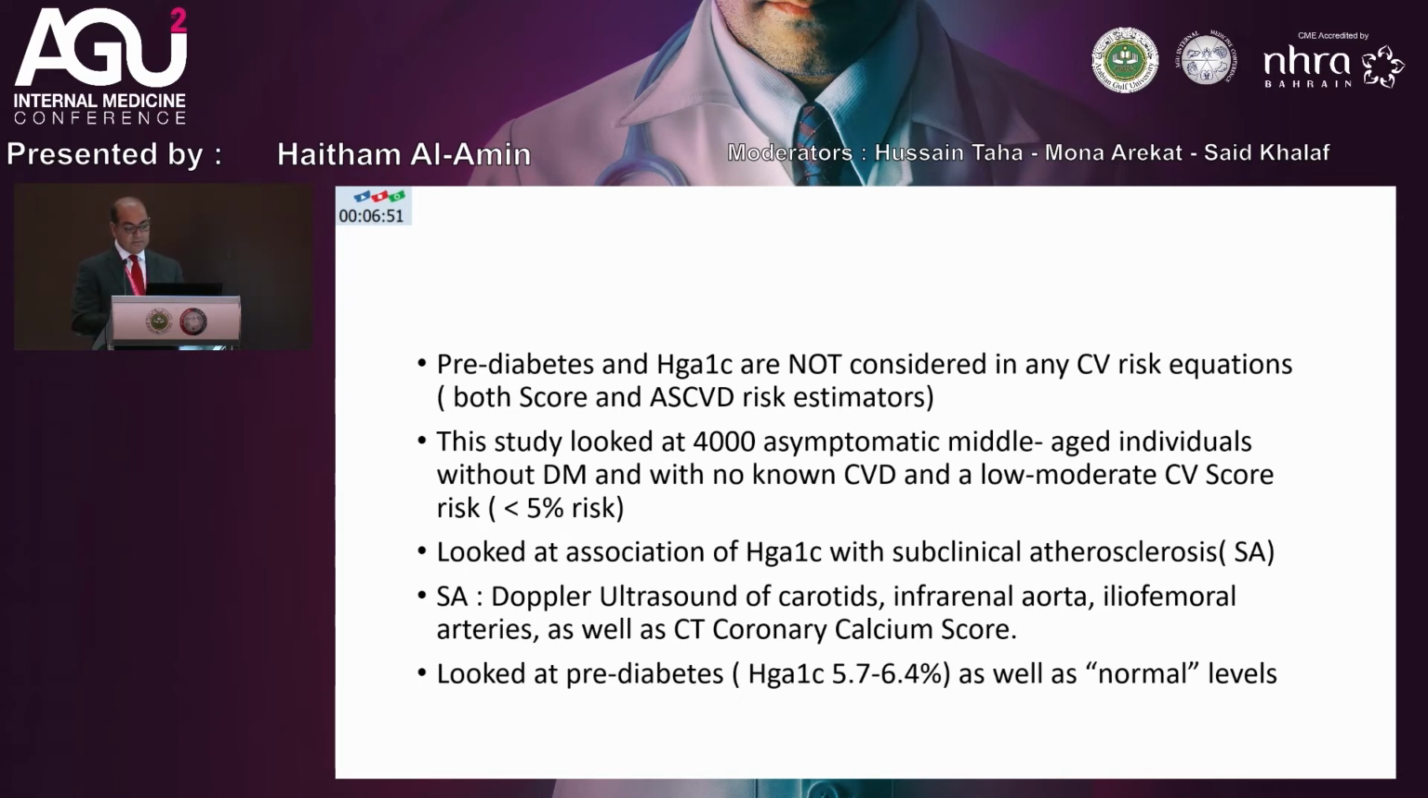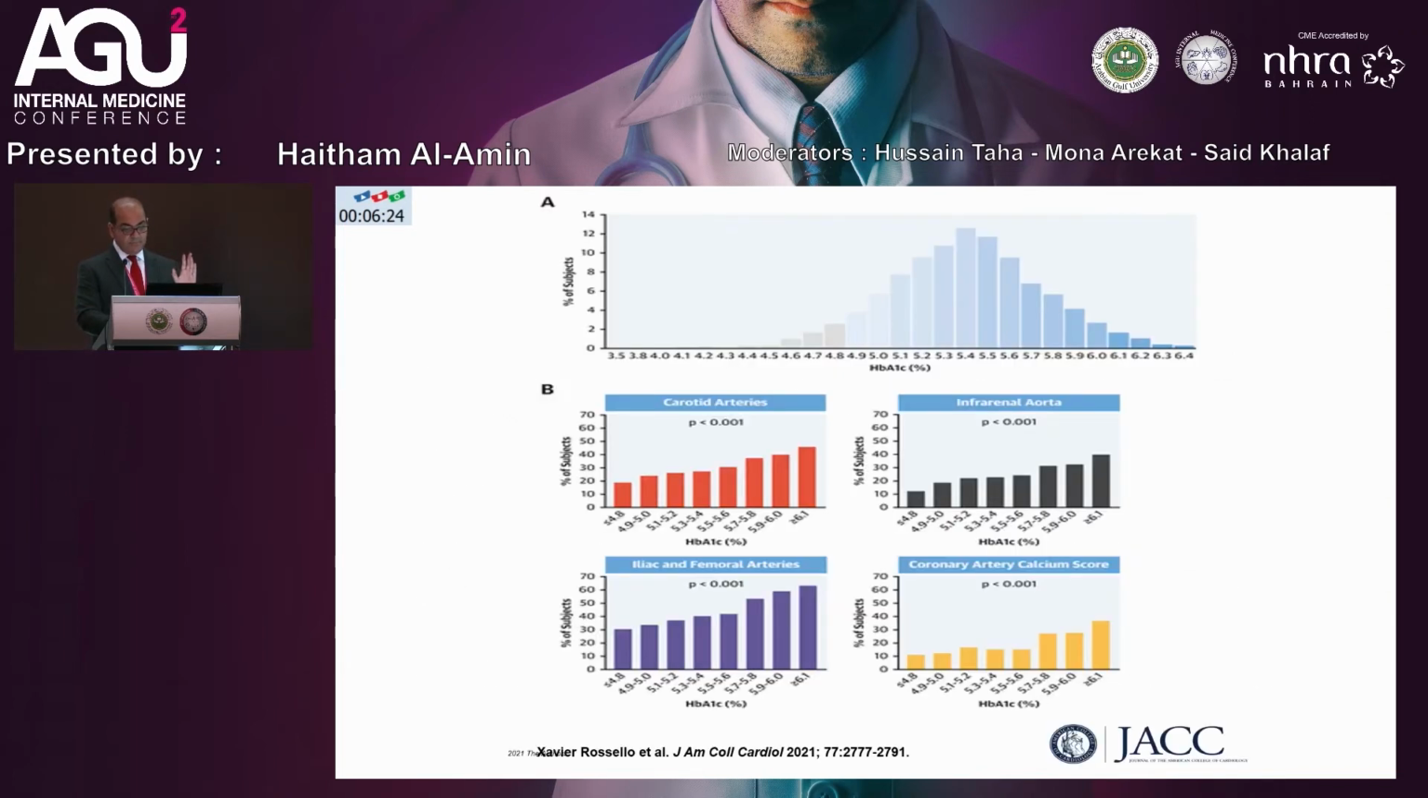And the atherosclerosis that was looked at was in the carotids, the aorta, the iliofemorals, as well as doing a CT scan looking at the coronaries to detect calcium. Normally, without atherosclerosis, your coronaries should not have calcium. If you have calcium, that means you have atherosclerosis. And then they looked at the hemoglobin A1C, both the normal hemoglobin A1C as well as pre-diabetics, to see if there is an association. And as you see here, there is this bell-shaped curve distribution of hemoglobin A1C. Starting from a hemoglobin A1C of 4.8%, up to 5.6, it is normal. Anything above 5.6 to 6.4 is pre-diabetes.